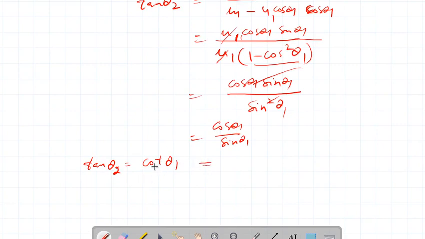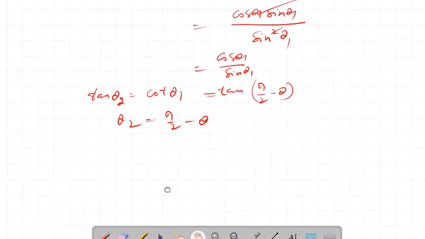Let us convert it into tan. If I convert this, then it will become pi by 2 minus theta 1. That means theta 2 is equal to pi by 2 minus theta 1. It means theta 1 plus theta 2 is equal to pi by 2.